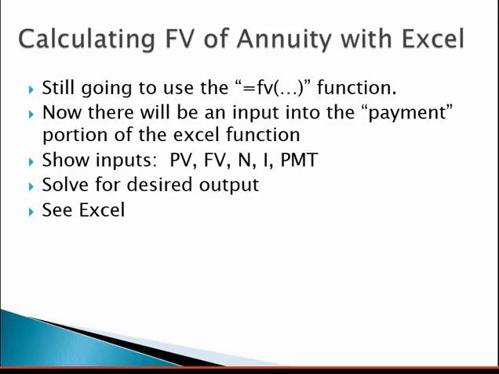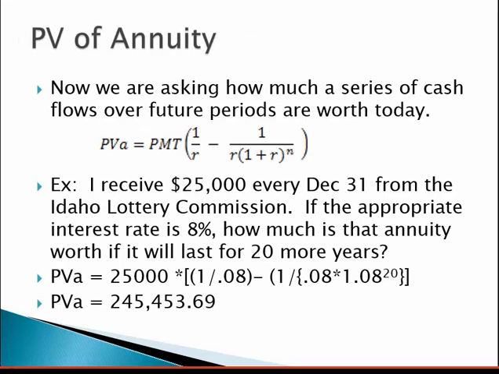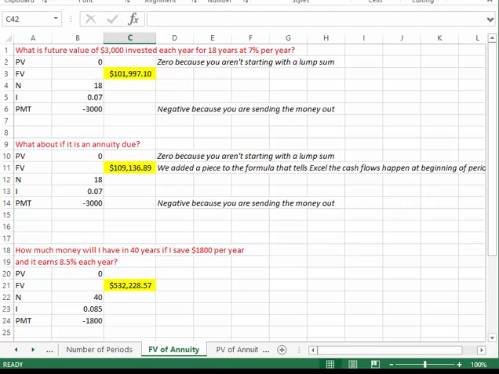In Excel, what I'm going to show you is we'll set up the spreadsheet to have 5 possible inputs: the present value, the future value, the number of periods, the periodic interest rate, and the payment. And what we'll do is just solve for the desired output. So in this case, we're solving for the future value of an annuity. So let's go to Excel and look at some annuities and find the future value of them.